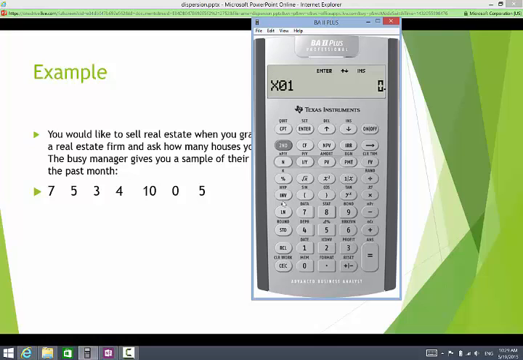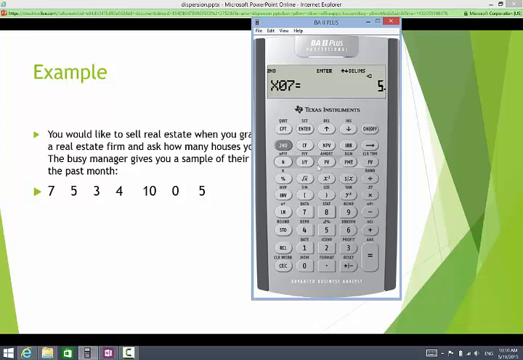Now I'm going to enter my data values the same way we did for the mean. In fact, it's exactly the same procedure as we did for the mean. So I'm going to go 7, enter, scroll through to the next x, 5, enter, scroll through, 3, enter, and I'm just going to stop talking now. And now all our data values are entered.